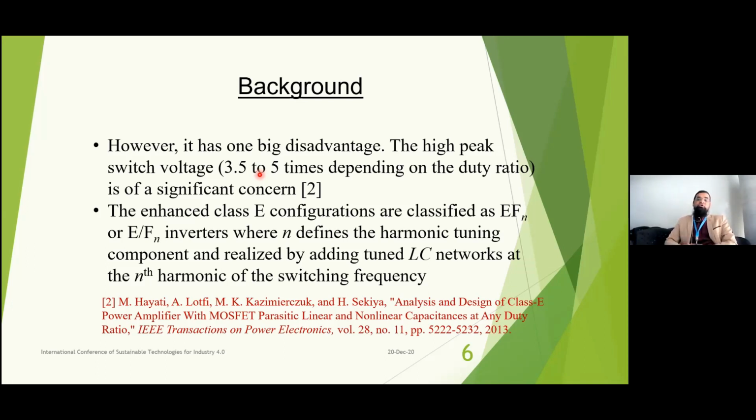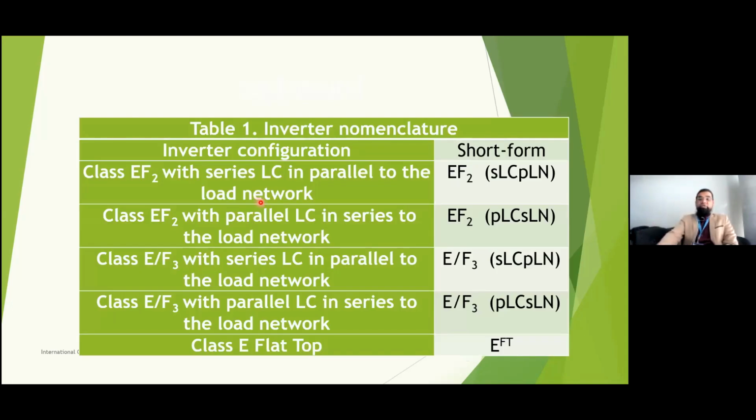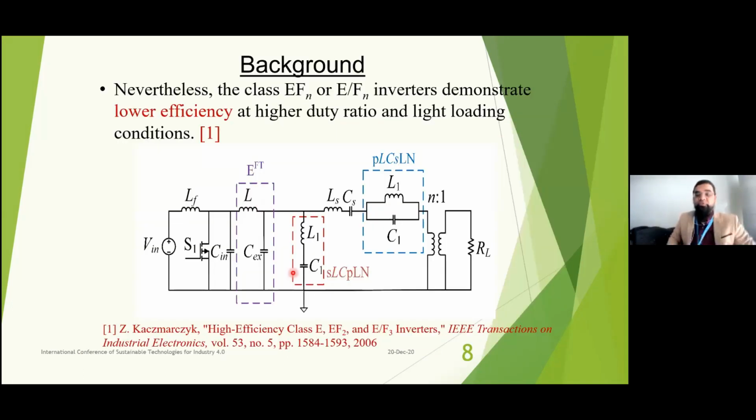So this configuration is basically what we call class EFN, where N defines a harmonic of the resonant frequency. In a class EFN inverter, we add an extra resonance circuit. If you look now, this is the class EFN inverter, and there are multiple resonance circuits here. L1C1 is a resonance circuit, and apart from this, there is also an extra resonance circuit here.